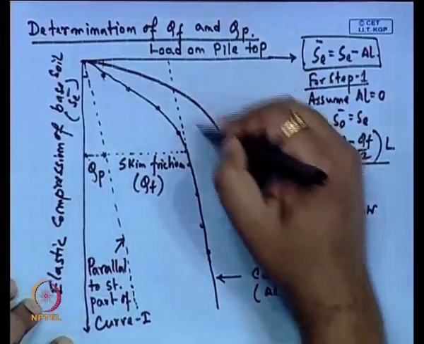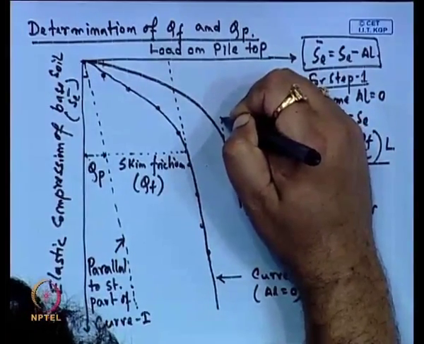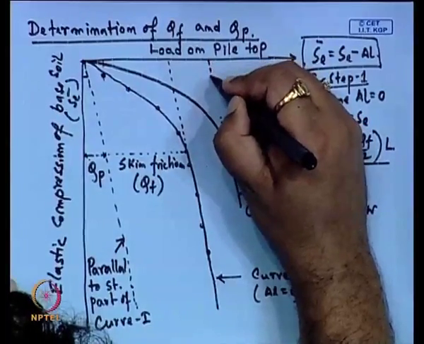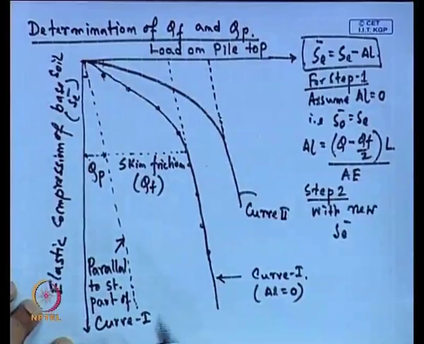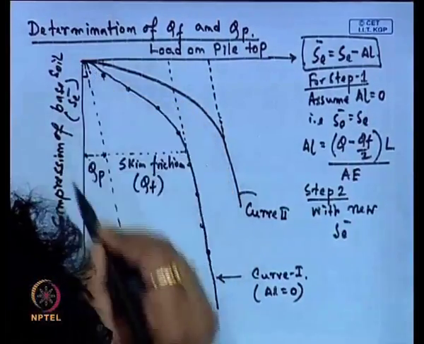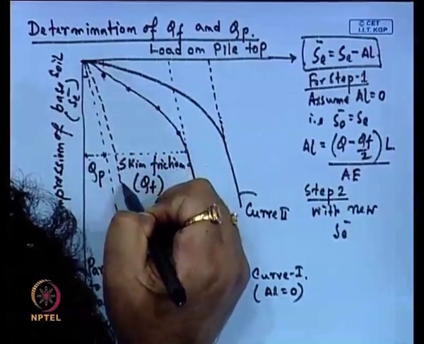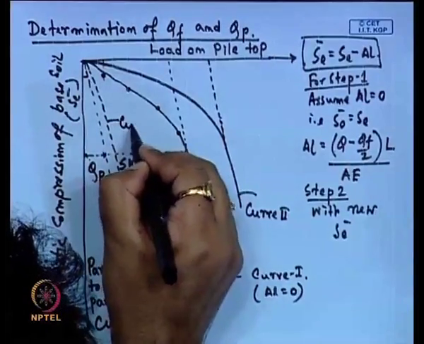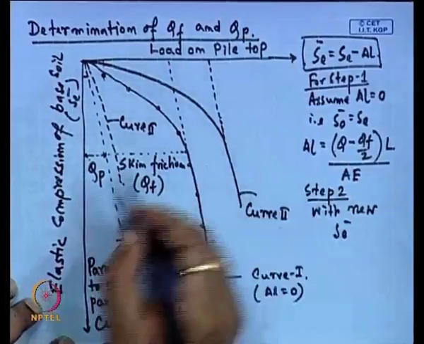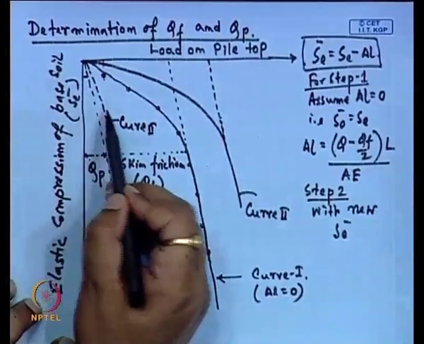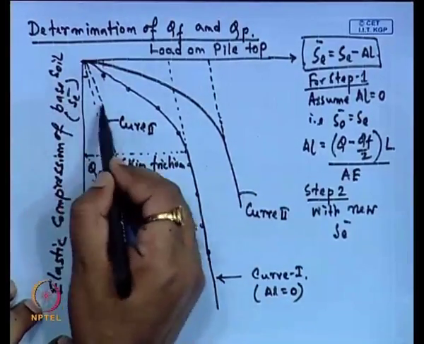Similarly, this curve also will get one straight portion. We extend this straight portion of the curve, and again we will draw the parallel line of this straight portion. So, this is the parallel line for curve 2, and similarly we will repeat the same thing. Here also we will get the Qp and Qf separately from the left hand side of this part.